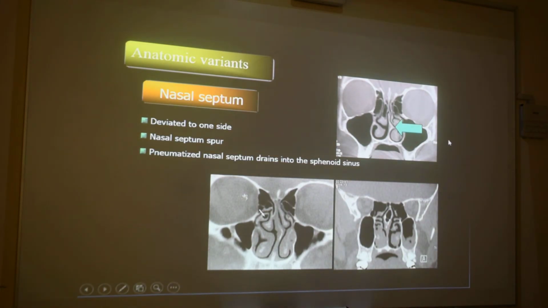Okay, so we talked about the maxillary sinus. In the nasal cavity, there is another structure which is known as the nasal septum. You must have heard a lot of people have their nose deviating to one side. So it's the way of nature. Your nose, even my nose, is slightly deviated to one side.